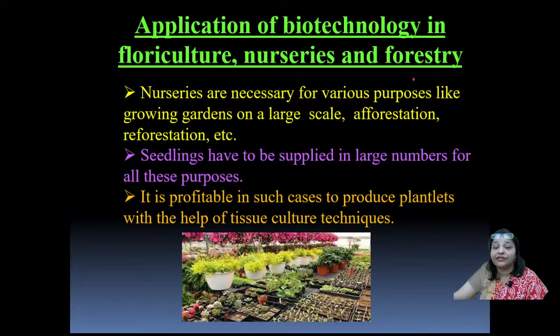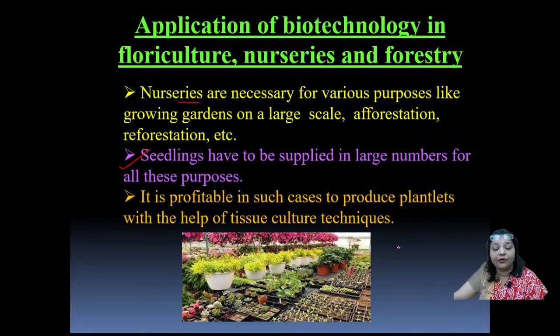So nurseries, which are necessary for various purposes, like growing gardens on a large scale, afforestation as well as reforestation purposes. Seedlings have to be supplied in large numbers for all these purposes. Of course, we can supply that using tissue culture techniques. It is profitable in such cases to produce plantlets with the help of tissue culture techniques.